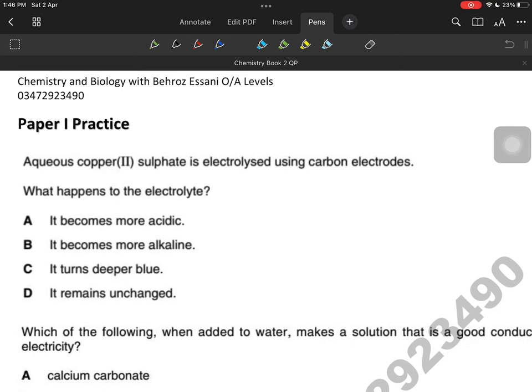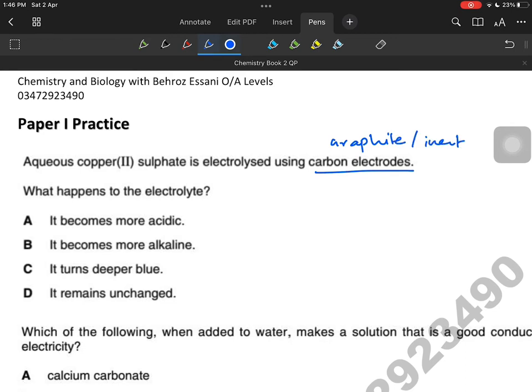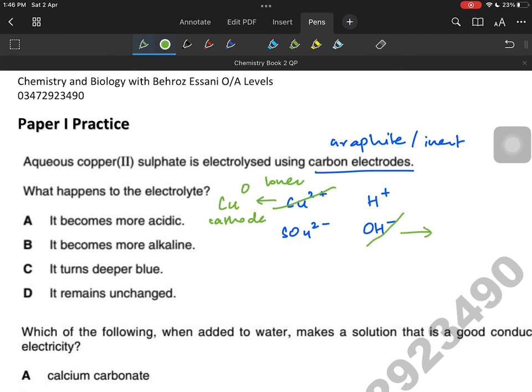Now let's try some past paper questions to see if we are following it. When we are talking about carbon electrodes, we are actually talking about inert graphite electrodes. So let's see the question. It's talking about aqueous copper sulfate, which has copper ions, hydrogen ions, sulfate ions, and OH minus ions because it's an aqueous solution, right? The copper ions are lower in the series. They're going to discharge to form copper at the cathode, while sulfate never discharges. So OH minus ions will discharge at the anode to form oxygen gas and water.